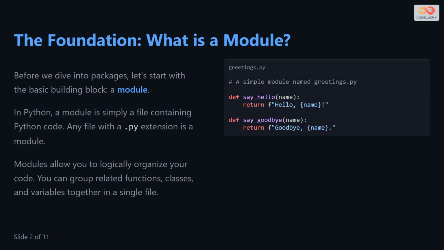First, let's understand the basic building block. A module in Python is simply a single file with a .py extension that contains Python code. Think of it as a container for a set of related functions, classes, or variables that you want to keep together.